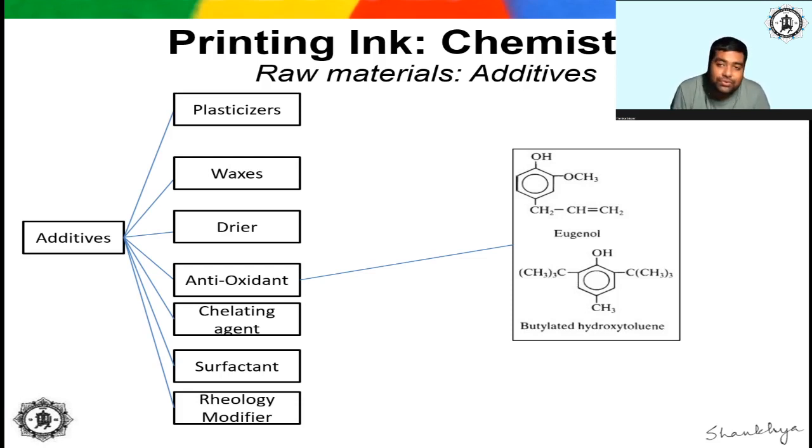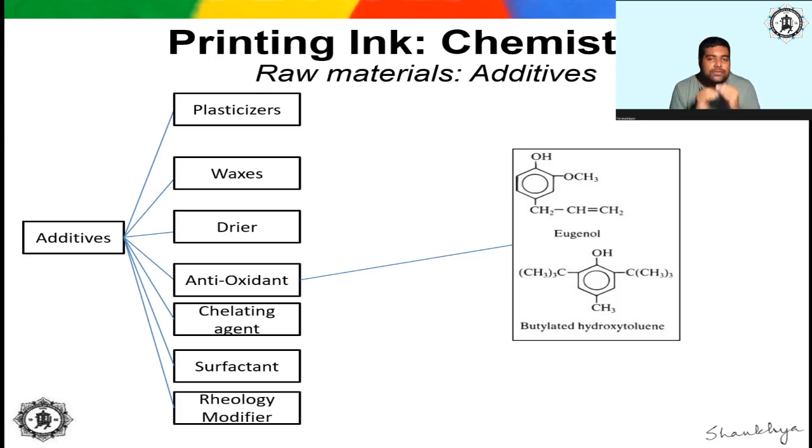I am saying to you that for offset ink making, you require both things, that is, both dryer as well as antioxidant together. The purpose of antioxidant is to prevent the ink from drying. This is completely antithetical to the purpose of the dryer, which I have already given in the ink earlier. So then why is it required?